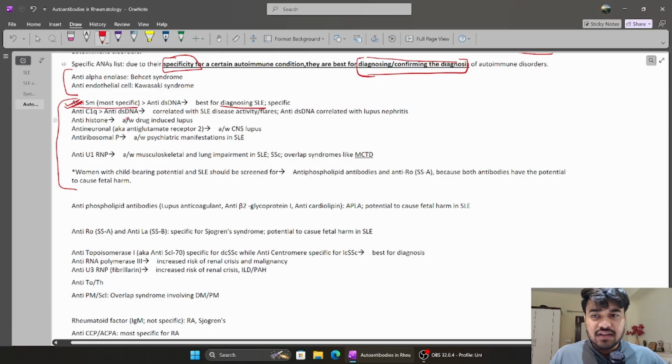Then we have anti-C1q and anti-dsDNA, which are correlated with SLE disease activity or flares. So anti-C1q has a better correlation than anti-dsDNA, but both of these are associated with flares.